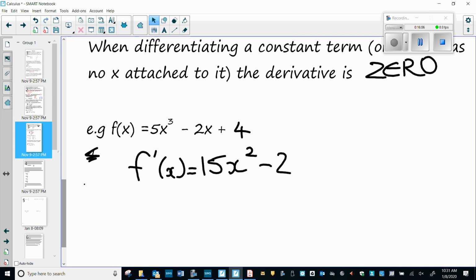Now, because we know the process that we take one off the power, you should have noticed each time this was a cubed, it ended up as a square. This was an x, it ended up as a number. Your powers will always decrease by 1 each time. So this was a cubic expression. This one is going to be a quadratic. So that's always going to happen.